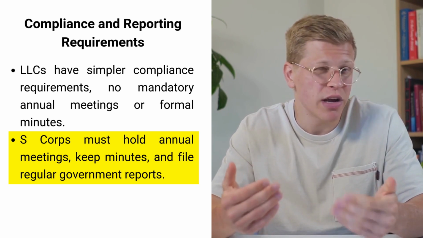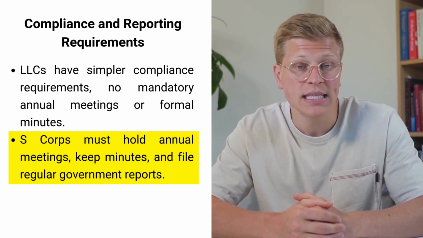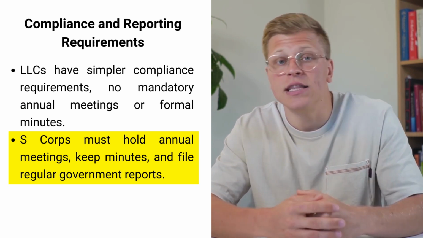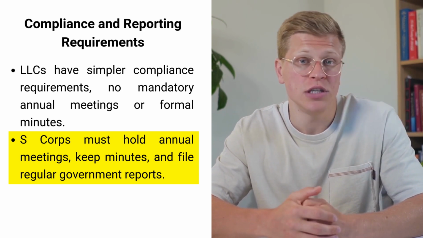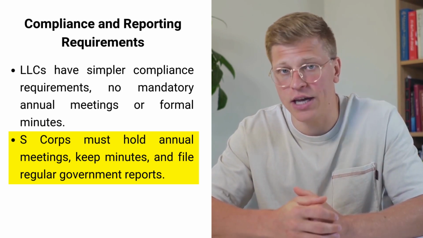S-Corps have more rigorous compliance obligations. They must hold annual shareholder meetings, keep minutes of these meetings, and file regular government reports. The corporation must also adhere to specific rules regarding shareholder distributions and compensation to ensure compliance with IRS regulations.